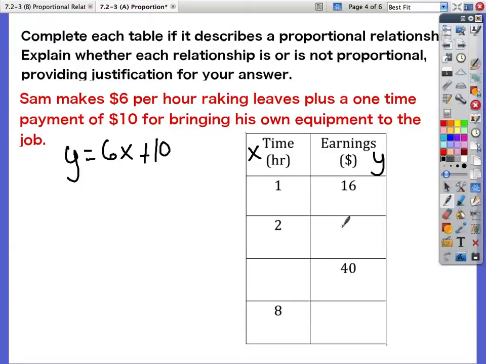So now I want to finish the table here. Okay, I plug in 2 for my x number, so y equals 6 times 2 plus 10. Plug that in for the x, because that's my input.